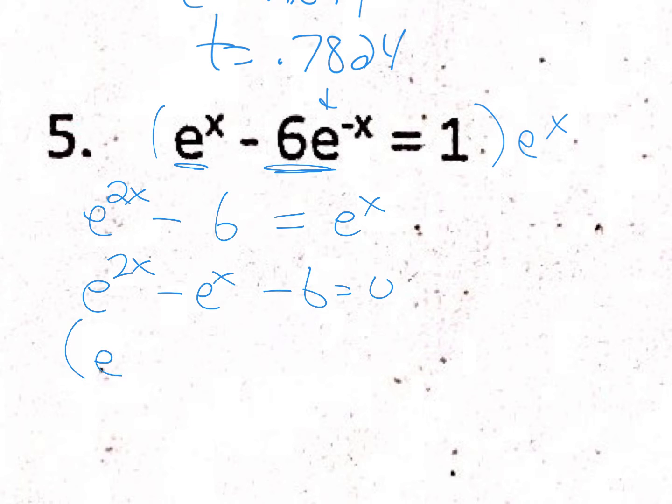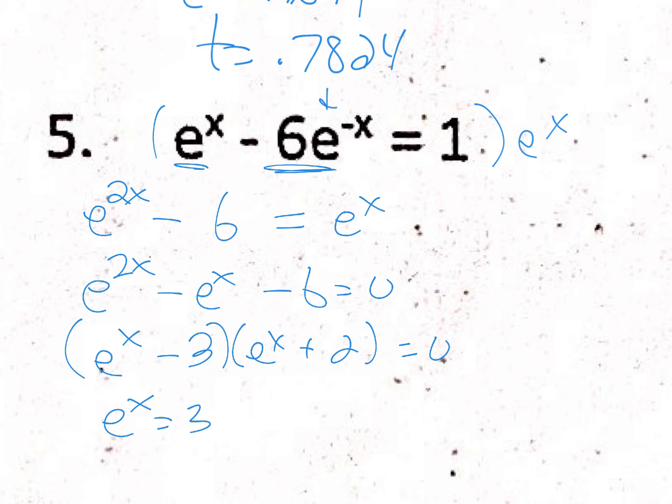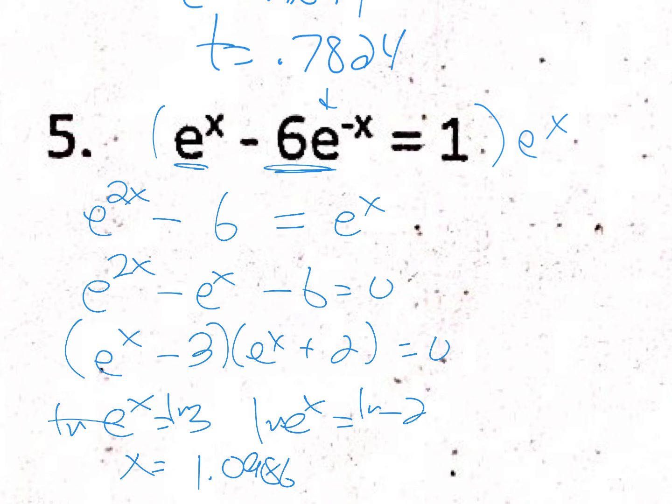If I factor that, I'm going to get e to the x minus 3 and e to the x plus 2, because negative 3 times 2 gives you the 6. So I get e to the x equals 3 and e to the x is negative 2. I'm going to do natural log of everything up here because what that does is it takes care of my e, gives me x equals natural log 3, which, by the way, is 1.0986. And if you try to punch in natural log of negative 2, your calculator is going to give you an error message. It won't do it because you can't do log of a negative number.